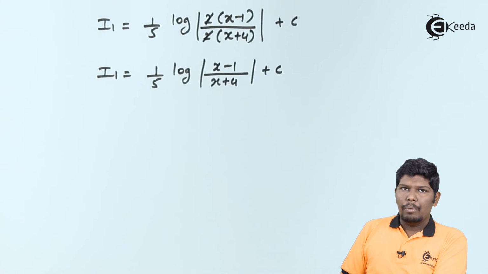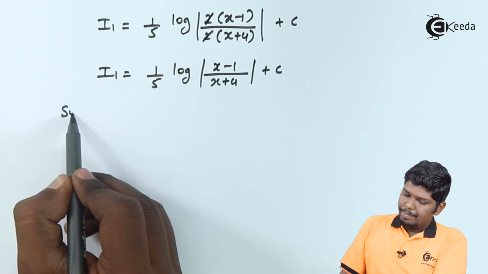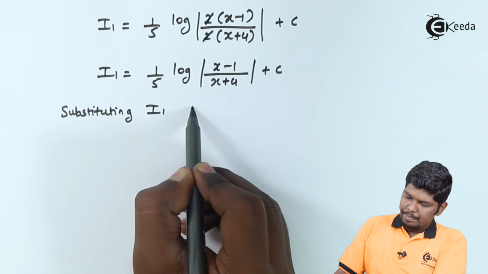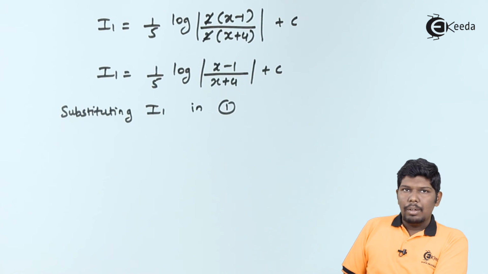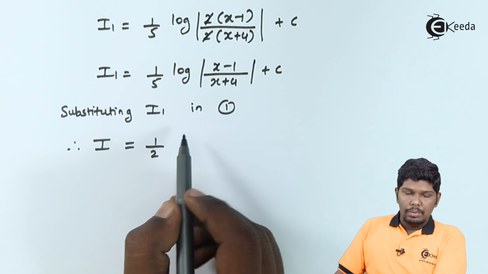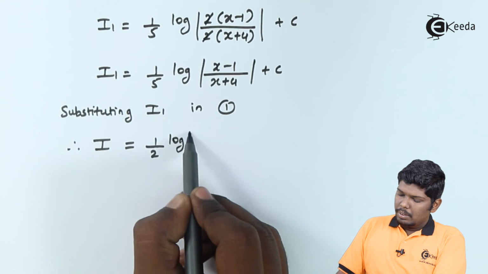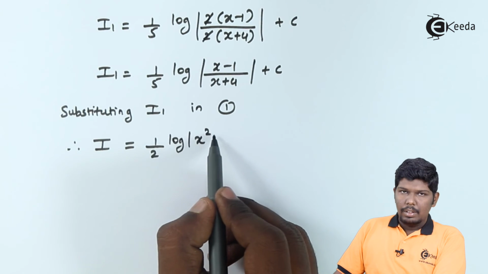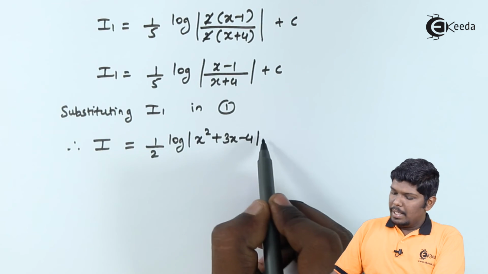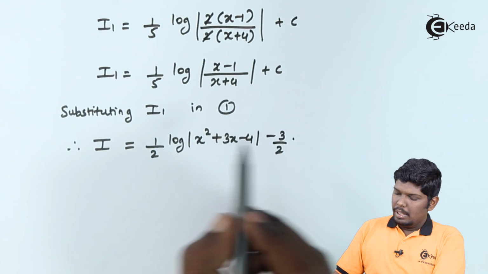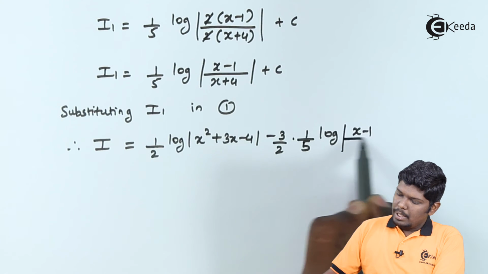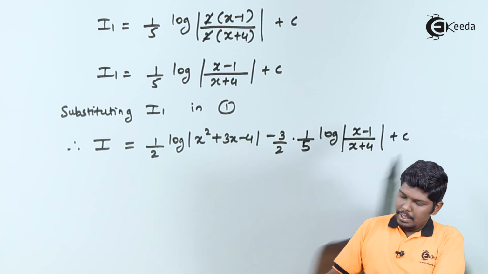Now let us substitute the value of I1 in equation number 1. This will give you the final answer of I as 1 upon 2 log of x square plus 3x minus 4, followed by minus 3 by 2 into I1. The value of I1 is 1 upon 5 log of x minus 1 upon x plus 4 plus c.